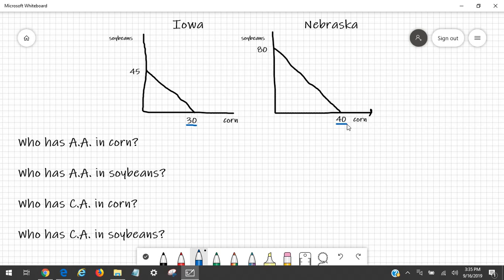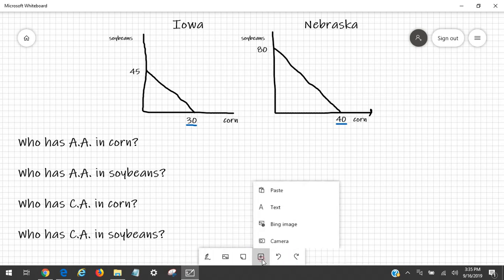I always think of it as you're better at making the good. You're more efficient, you're more productive, whatever it is, you make more of it. So when we're comparing these two endpoints, whichever one is greater indicates who has the absolute advantage. In this case, Nebraska can make more corn given their resources than Iowa can. So we would say Nebraska has the absolute advantage in corn.